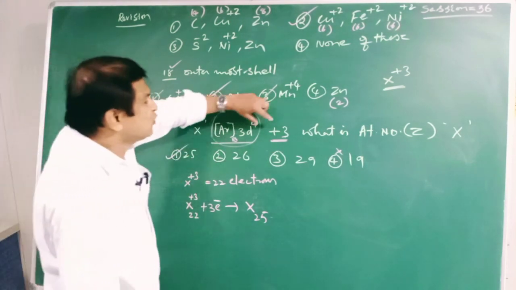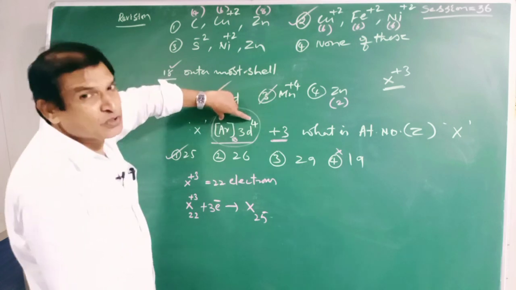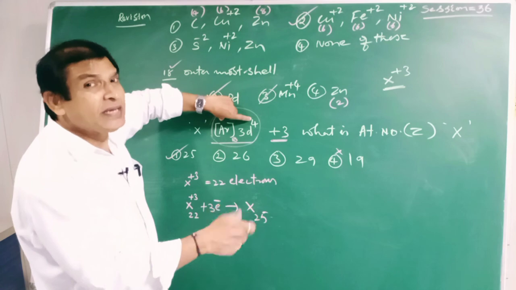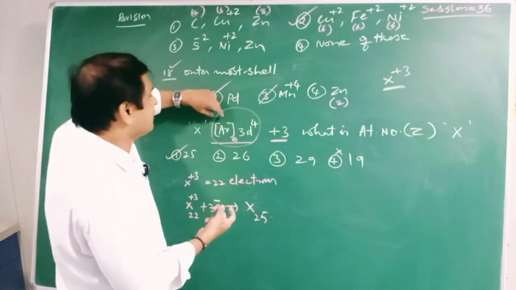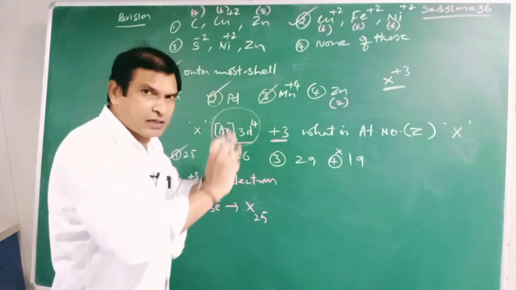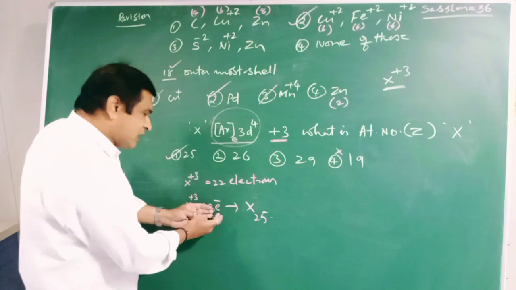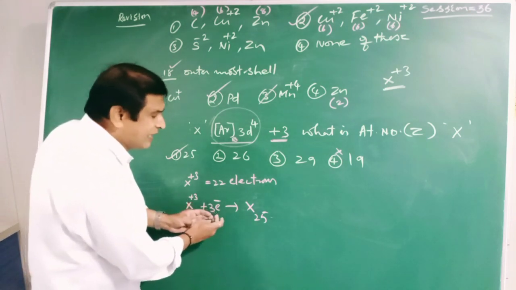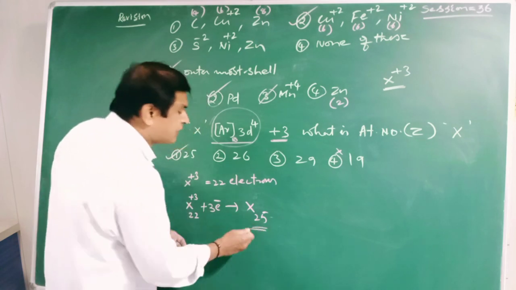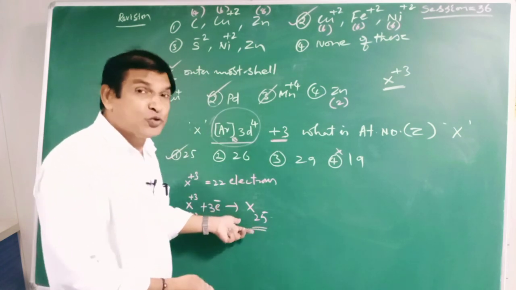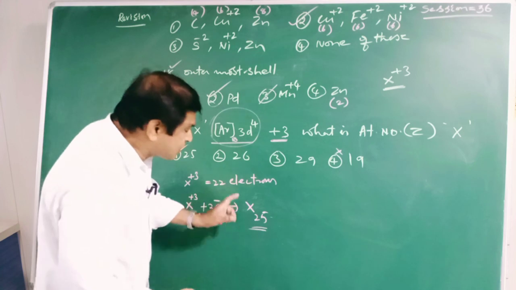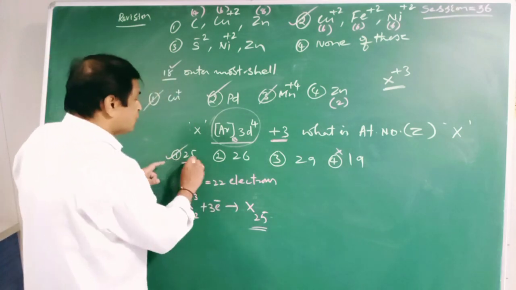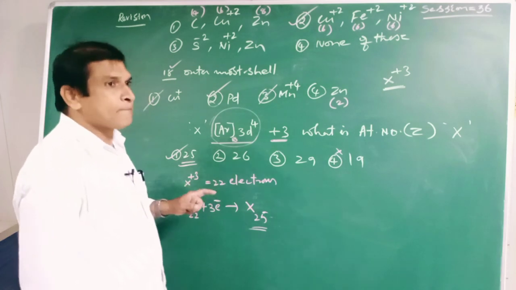Because after losing 3 electrons, the configuration is this much. To make it a neutral atom, whatever electrons were lost, you have to supply back. So 3 electrons are given back to the X +3 ion. So 22 plus 3, total it becomes 25. Now X is a neutral metal atom, and its atomic number is 25.